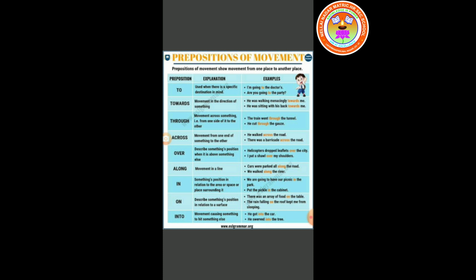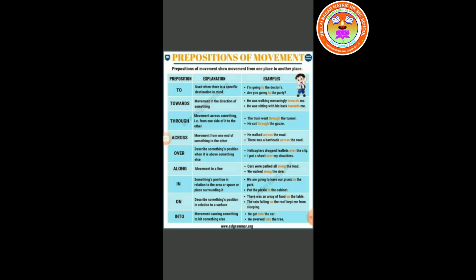Next preposition is through. This is used for movement across something, from one side of it to the other. For example, the train went through the tunnel. He cut through the gauze. Next preposition, across. It shows the movement from one end of something to the other. For example, he walked across the road. There was a barricade across the road.